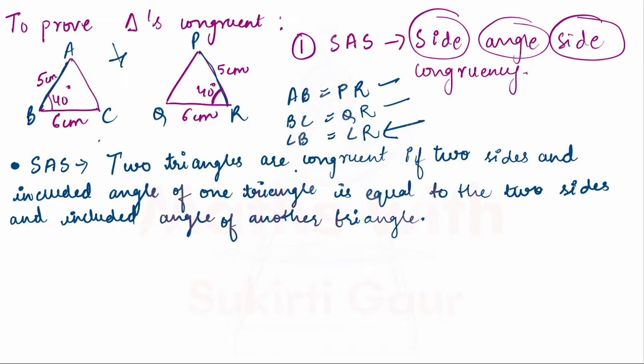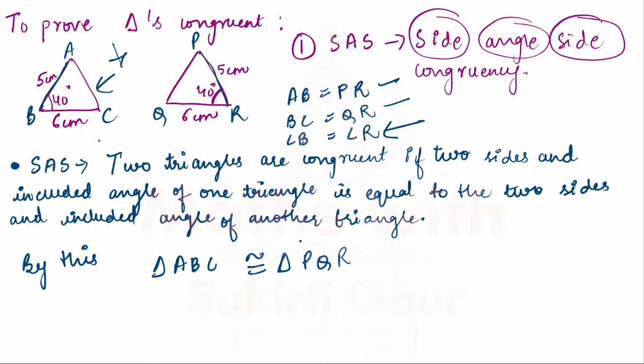So two triangles are congruent if two sides and included angle of one triangle, two sides, that is 5 and 6, included angle is 40 degree, is equal to two sides and included angle of another triangle. So this is called SAS congruency. By this rule, by this congruency, we can say that triangle ABC is congruent to triangle PQR. You need not write the whole statement, but you just need to write which congruency, which criterion you have used to prove the triangles congruent, right?